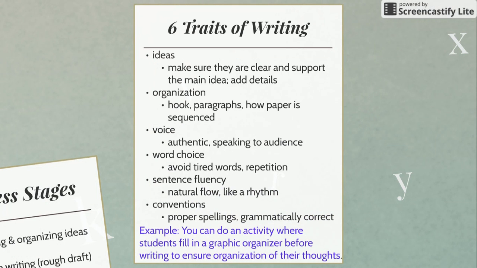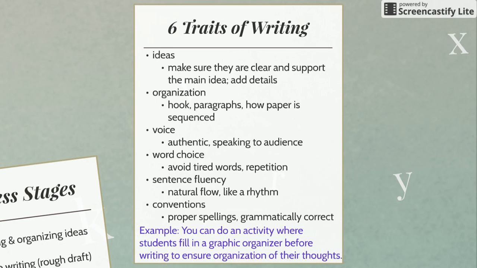Finally, we have the 6 traits of writing. The first trait of writing is ideas. You want to make sure that your ideas are clear and they support the main ideas. The details that you include should also support the main idea. The organization of your paper is how your paper is sequenced, and the structure, if you have a hook and if you have paragraphs. Voice is when you are speaking to the audience.